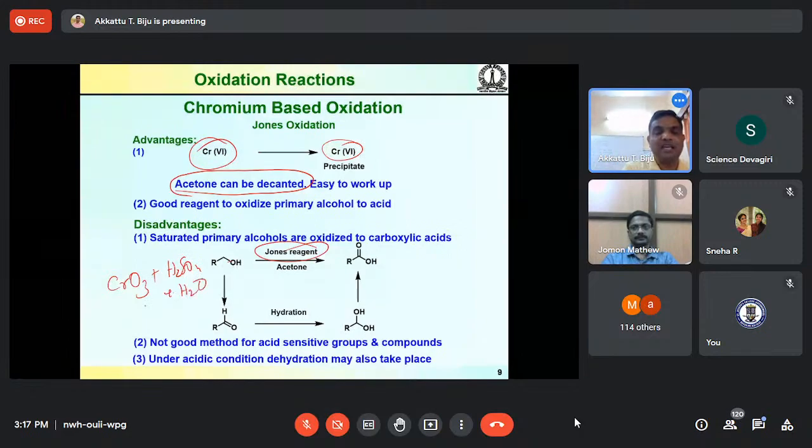So an aqueous acidic solution of chromium trioxide. The acid can be either HCl also. So what can happen is, in the first step, the alcohol gets converted into the aldehyde.